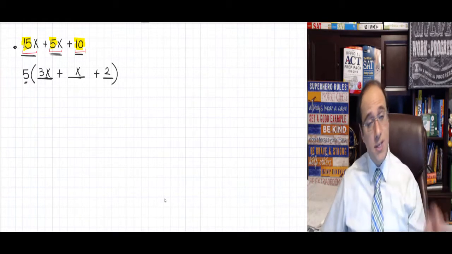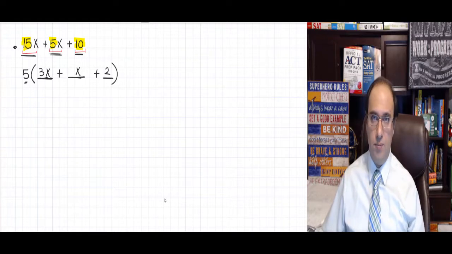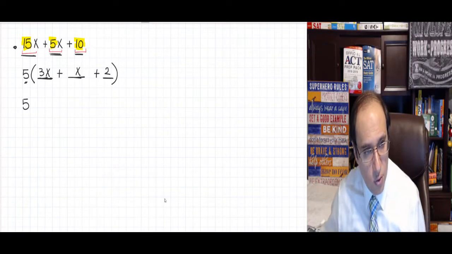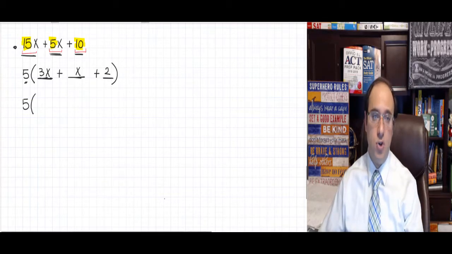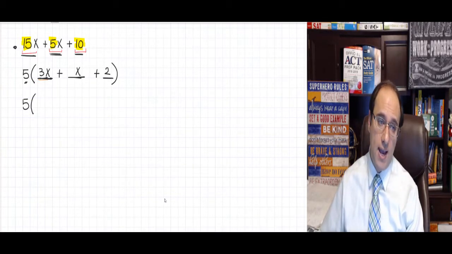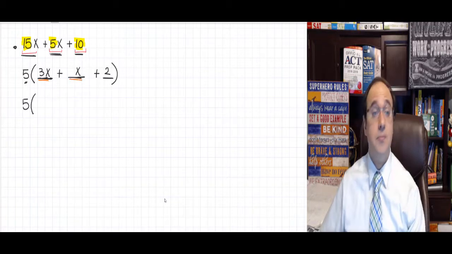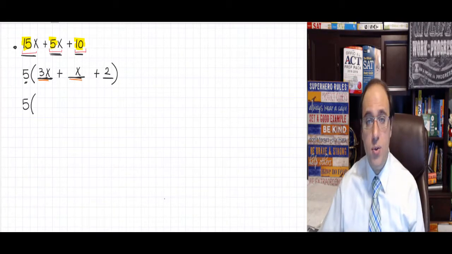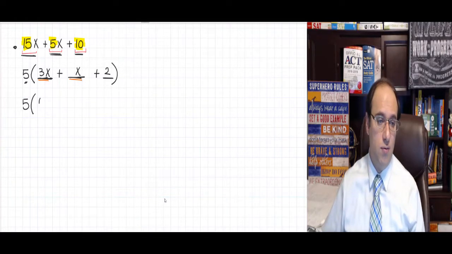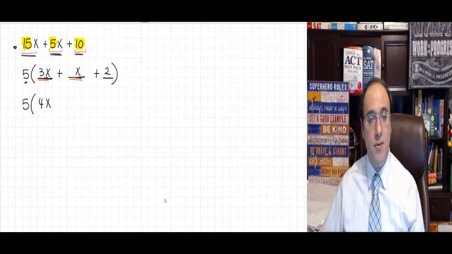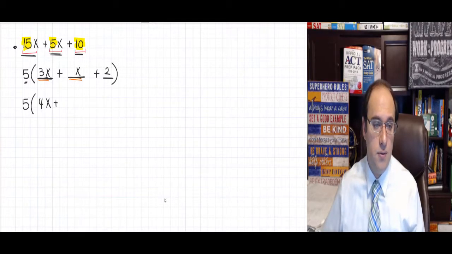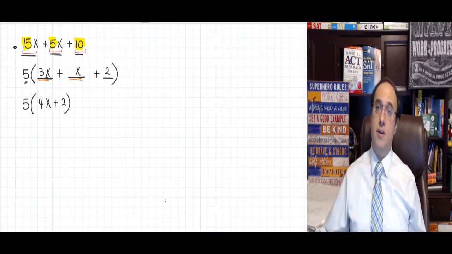Now, this doesn't look like the simplest form. Remember, we have to simplify. In order to simplify, we can add or subtract like terms. Here we have 3x plus x. These are both like terms because they both have the same variable x. What's 3x plus x? 4x. What about the 2? There's nothing we can do. We can't simplify it any further, so it's plus 2. So here's my final answer.